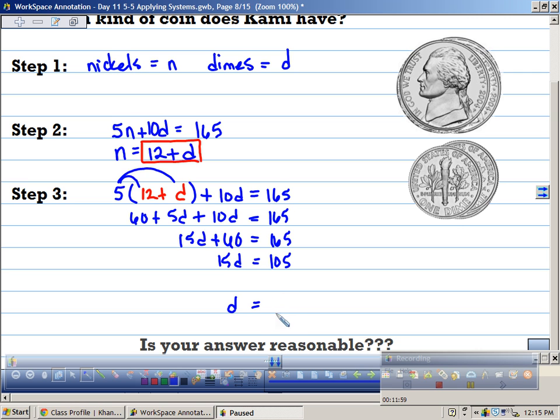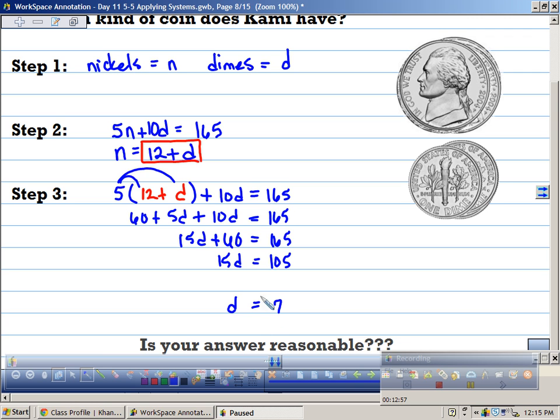9 times 15. Think, what's 10 times 15? 150. Are we close to 150? 7 would be more reasonable. I'm trying to get you guys to be able to think of this stuff in your head. Exercise that brain. If I were to do that using a procedural method, what would I do?